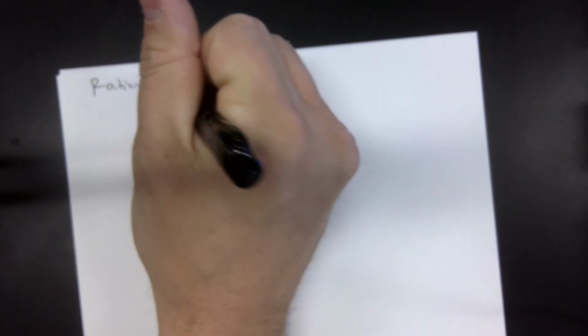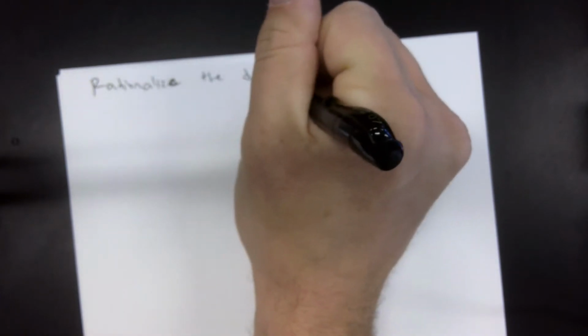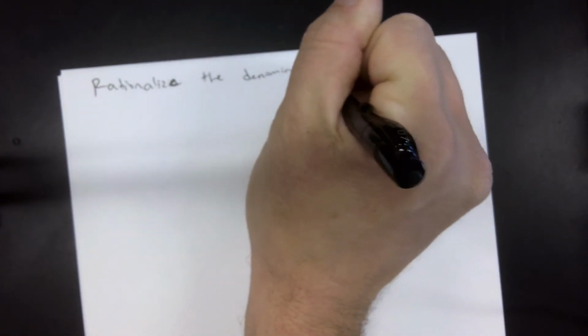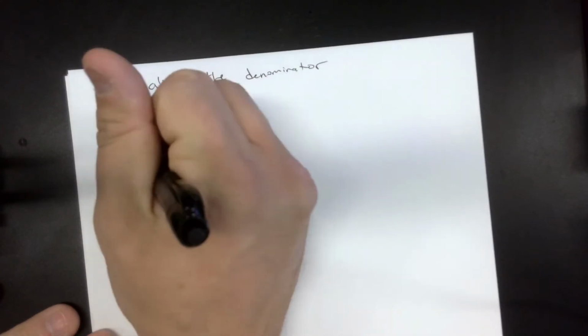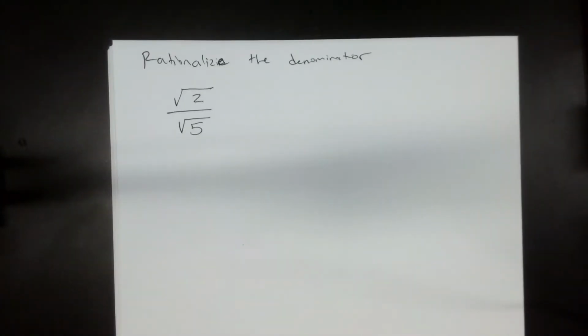There we go. Today, title it some nice and fun and big words. Rationalize the denominator. Fifth hour. Rationalize the denominator. So here's an example of a problem.